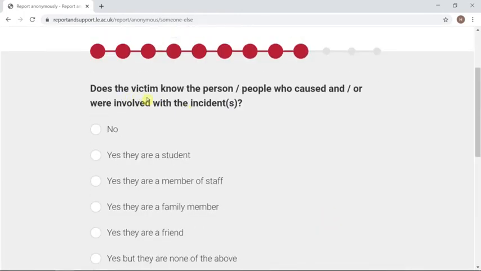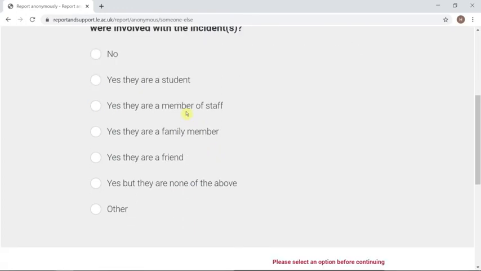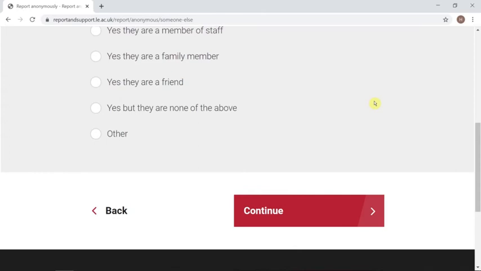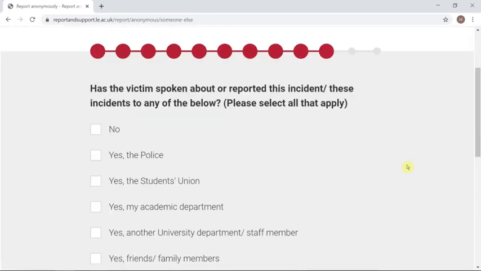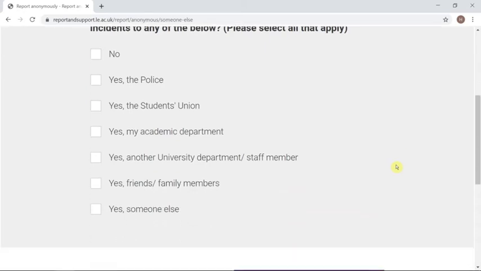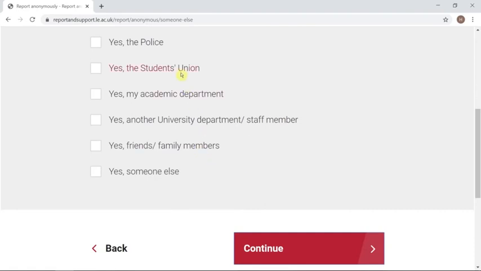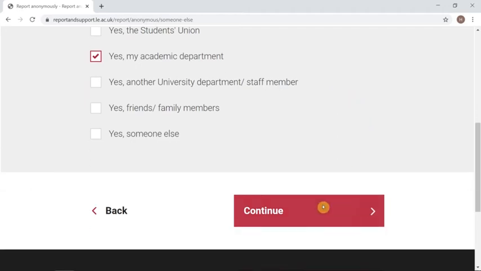If the student knows the person responsible for the unacceptable behaviours and has shared this with you, please select as appropriate. If you can also share with us whether the student has spoken with somebody else about this so far, so you can at least select whichever of these categories you fall into. This can help us tailor support options and next steps for both you and the student.